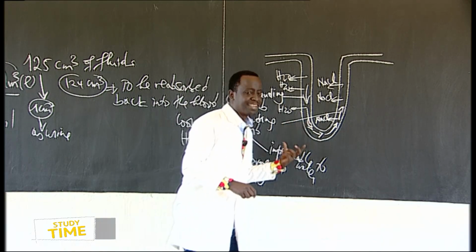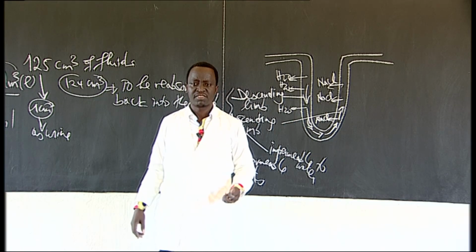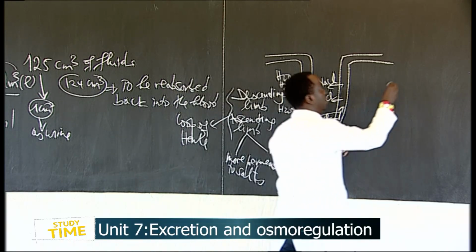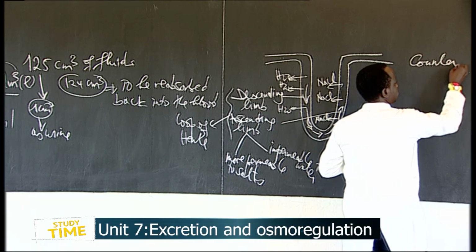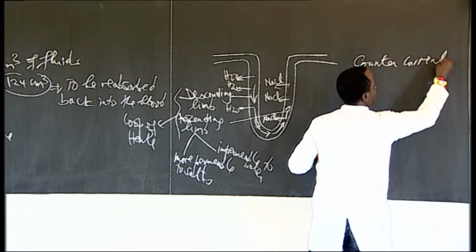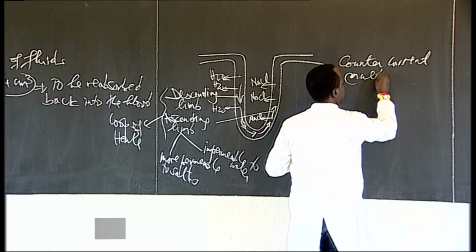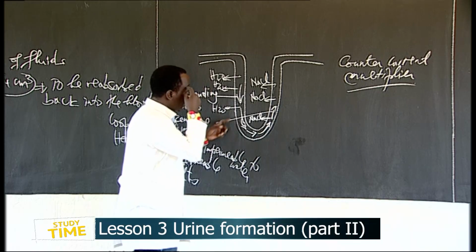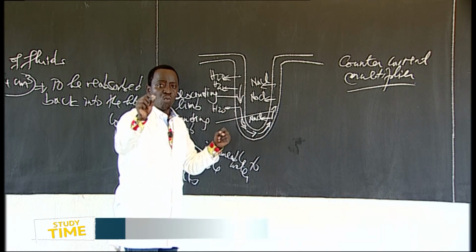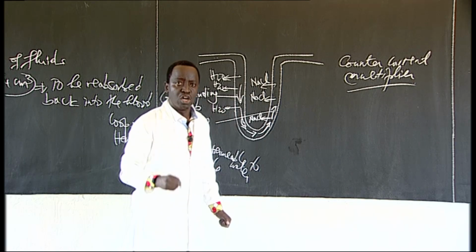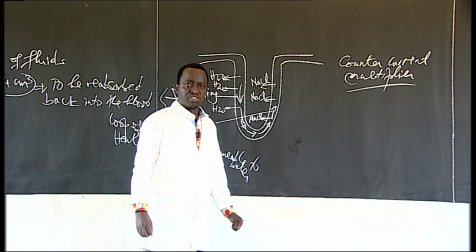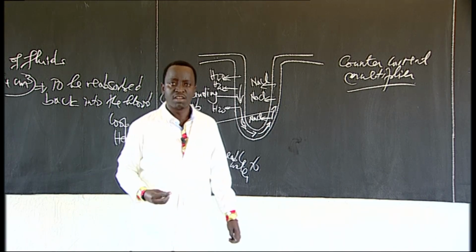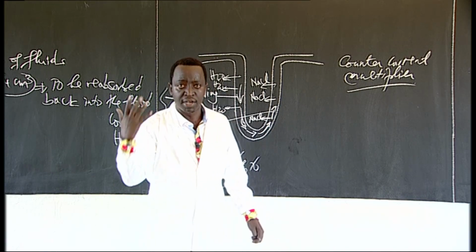Are you getting what happens in the loop of Henle? Actually, the loop of Henle acts as a countercurrent multiplier. Why? Because it maintains the osmolarity. It maintains the concentration of what? Of the urine. Which urine is going to be released out? How is it going to look?